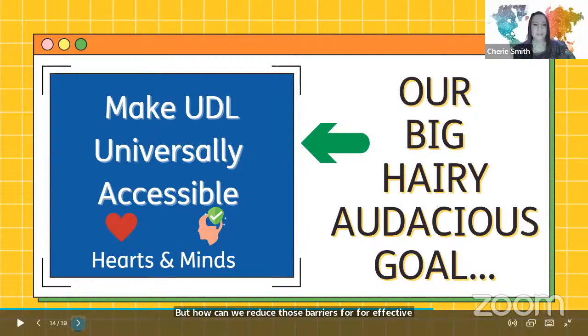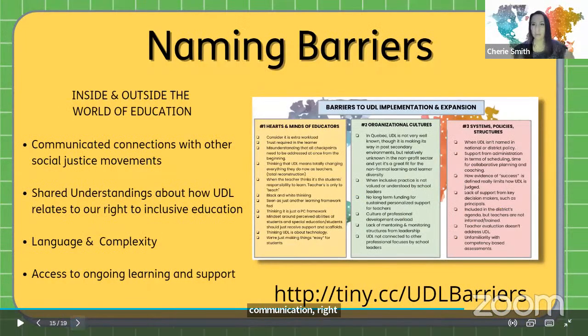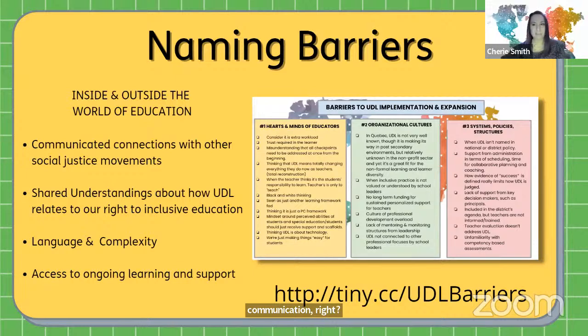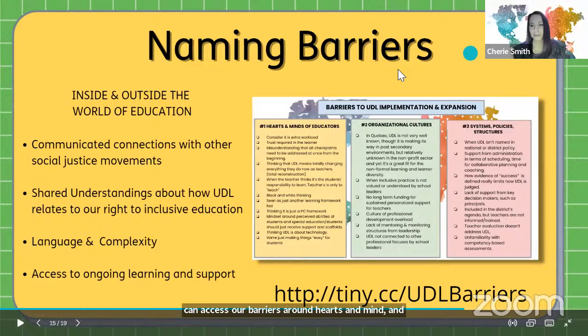Right. And so sometimes if you're thinking now, well, what is my goal? I don't know what my BHAG would be. That's okay. And it could start with naming the barriers. Yes. At one of the UDL IRN implementation SIG meetings this year, we had sort of a brainstorming session around that. And the link is on our site. I think we're going to put it in the chat for you so you can access our barriers around hearts and minds, organizational cultures, systems, procedures, and structures.